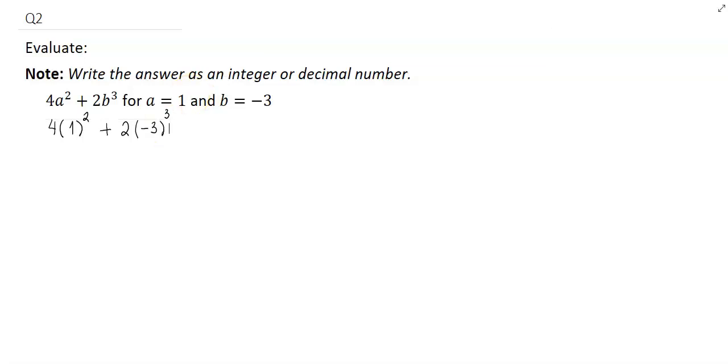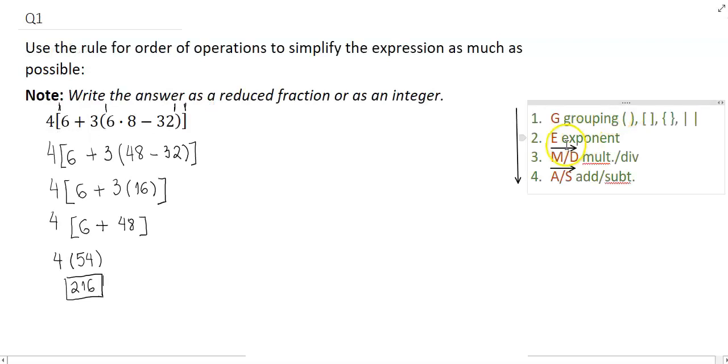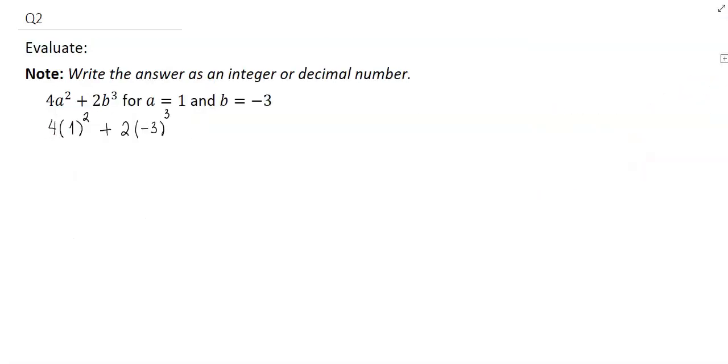So we had the grouping, exponent, and then, so let's see, there is no grouping here, but there are 2 exponents. So I'm going to solve the exponent. 4 that multiplies this exponent. 1 times 1 is 1. I keep the parentheses now to indicate the multiplication.